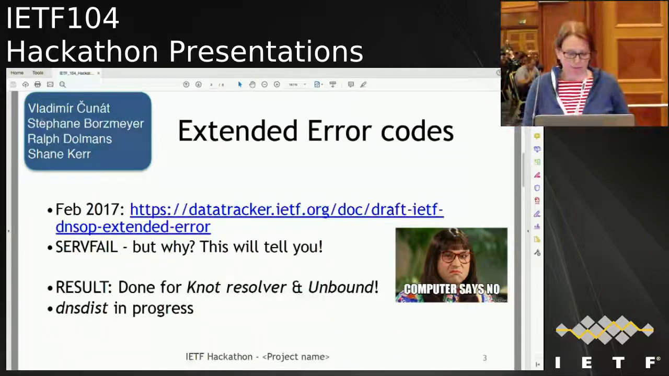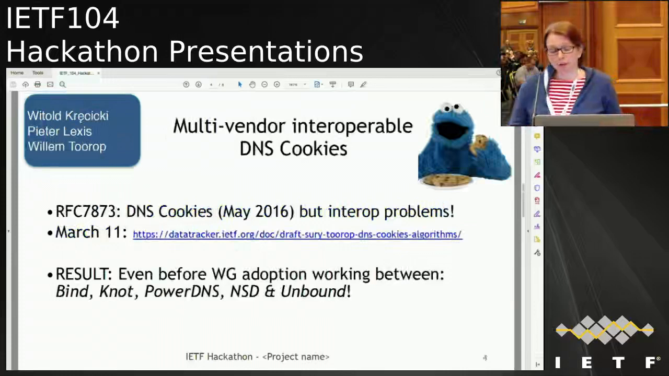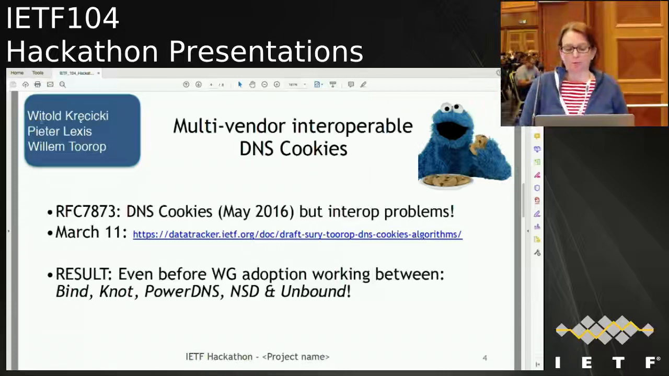So that was all good. One of the other big projects we worked on was DNS cookies. Cookies themselves have been around for a while, but what's been recognized lately is there are interoperability problems between the different implementations of this in the open source code. A very recent draft came out, and what happened at the hackathon is that we now have 5 implementations interoperating with the fix to make them all interoperate correctly.